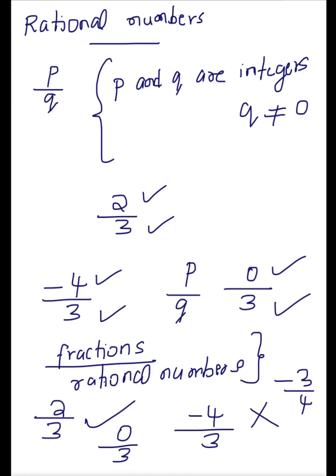So you can say that all fractions are rational numbers, but all rational numbers are not fractions. Whenever you take any fraction, it will be a rational number, but all rational numbers are not fractions. Now let's see what all numbers are included in rational numbers.